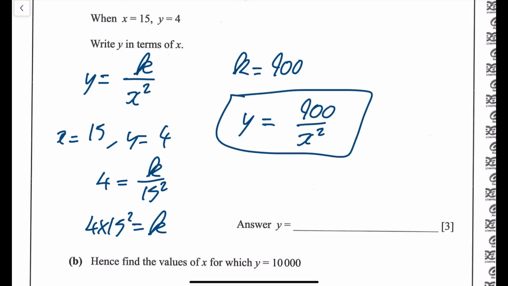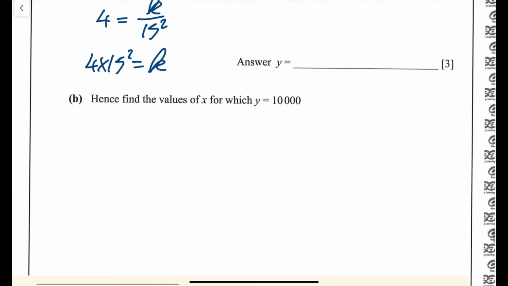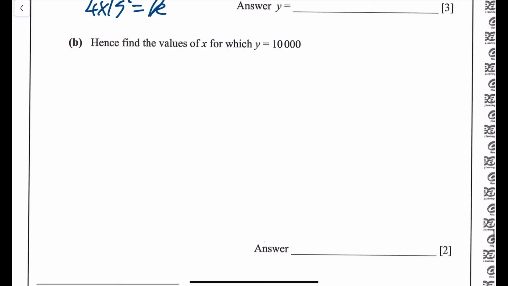Okay. Now this formula can then be used to answer whatever they want. So you could use this to find your y, or you could use it to find your x. Question then says, hence find the value of x for which y is equal to 10,000. So y equals 900 over x squared.